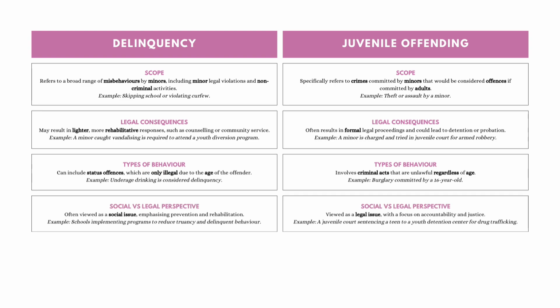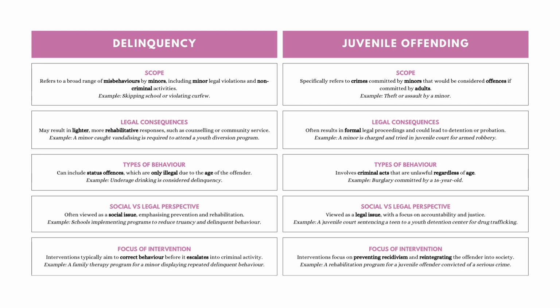Delinquency is often viewed as a social issue, emphasizing prevention and rehabilitation. For example, schools implementing programs to reduce truancy and delinquent behavior. Juvenile offending is viewed as a legal issue, with a focus on accountability and justice. For example, a juvenile court sentencing a teen to a youth detention center for drug trafficking.